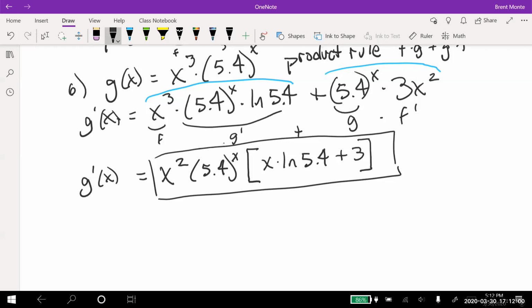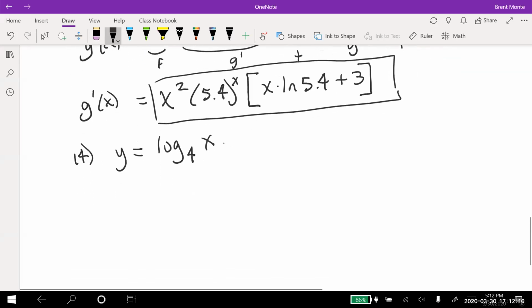All right, so we have to worry about the product rules, all that kind of stuff, quotient rules as they come up. Here's problem 14. Now they're going into a logarithm, still just asking us to differentiate it. Y equals log base 4 of x. And so remember the rule, just like ln, when we take the derivative, we get 1 over x. But it wasn't ln, so I have to say, oh, times 1 over the ln of 4.